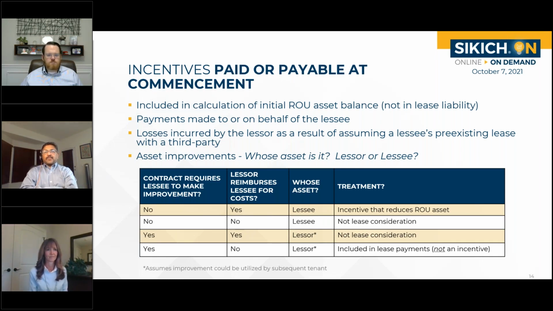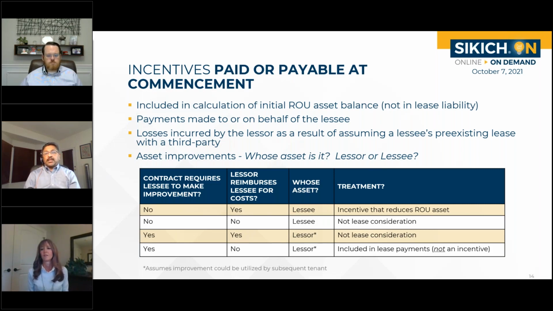That was great. We did discuss lease incentives as an element to calculate the right of use asset and lease liability. Let's look at lease incentives paid or payable at commencement. So these are lease incentives which would impact the calculation of the initial right of use asset and not the lease liability. Lease incentives could be provided by the lessor in various forms, including payments made to the lessee or on behalf of the lessee, right?